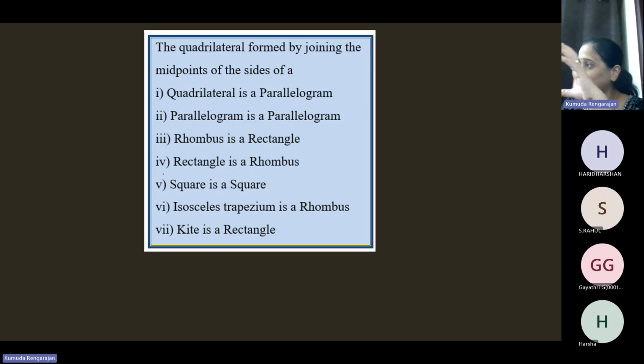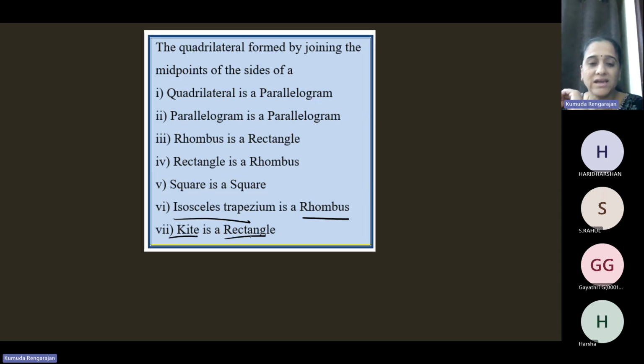We have two quadrilaterals, right? One outside and one inside. The inside one is formed by joining the midpoints of the sides of the outer one. So if the outer one is a quadrilateral, meaning just a four-sided polygon, then the inner one formed by joining the midpoints is a parallelogram. If the outer one is a parallelogram, the inner one is also a parallelogram. If the outer one is a rhombus, the inner one is a rectangle. If the outer one is a rectangle, the inner one is a rhombus. Square, square. Isosceles trapezium, rhombus, then kite, rectangle.